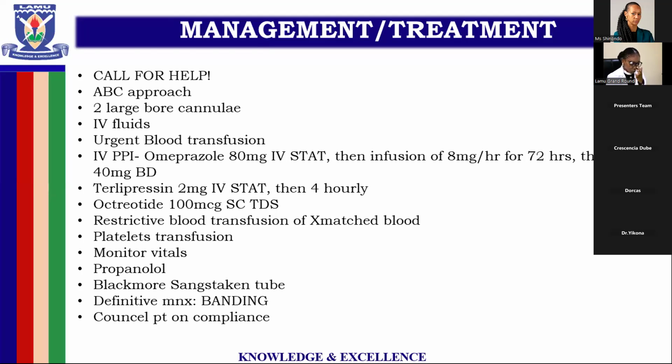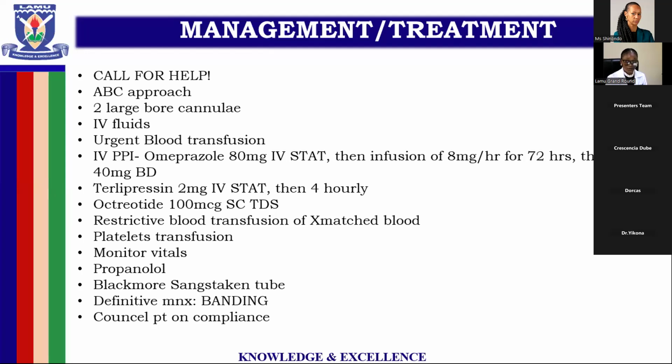We could consider platelet transfusion because the patient presented with a severe thrombocytopenia of 8. We will know the normal range is about 145 to 400. This was evidenced by the epistaxis or the nosebleed in this patient. We are then going to closely monitor the vitals of this patient who is hemodynamically unstable.